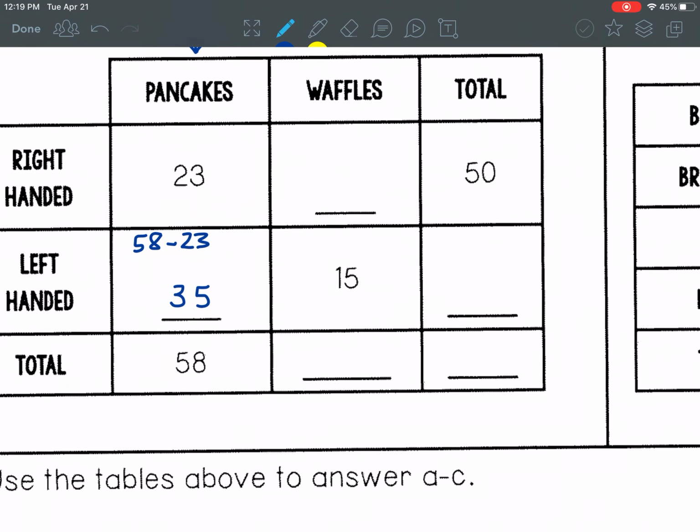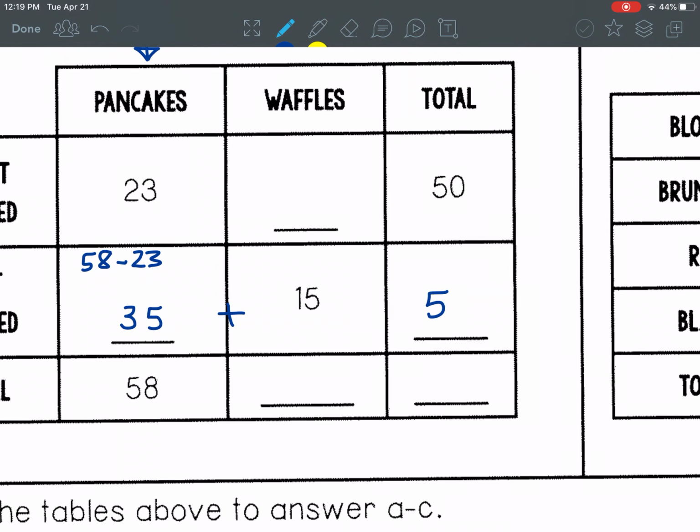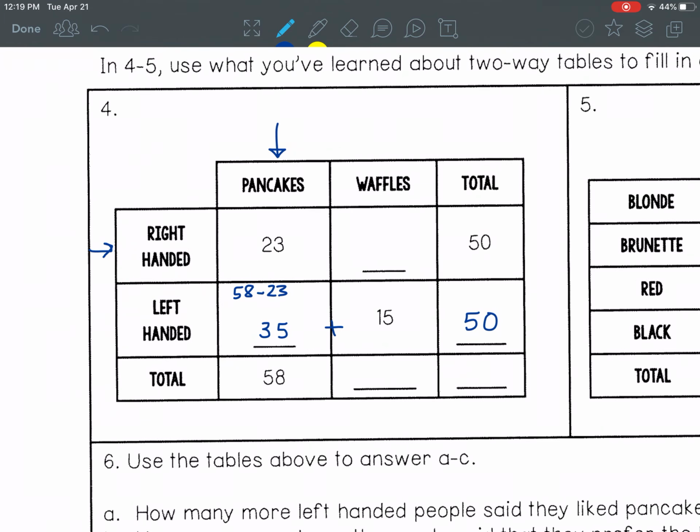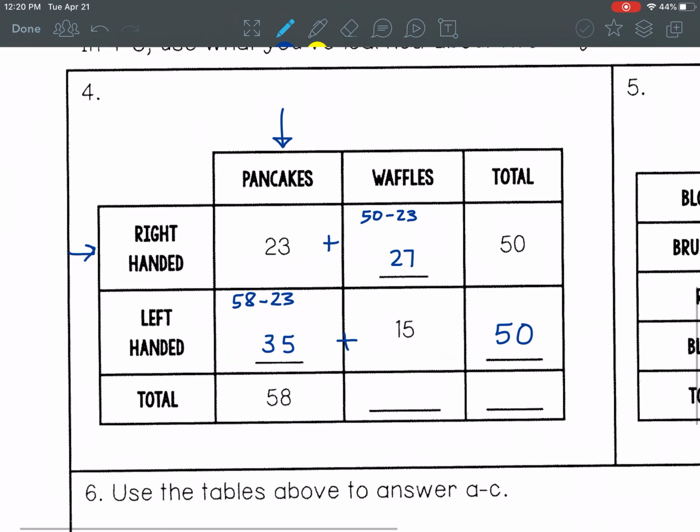Okay, now that we have that one filled in, we can add these two this way because we have both of those. So left-handed people that prefer pancakes, 35. Left-handed prefer waffles. Add them together. We have 50 total left-handed people. We could also figure out this missing one here because we know 23 plus that value has to equal 50. So let's take 23 out of 50 to get x. So we would get 27 for right-handed waffle people.